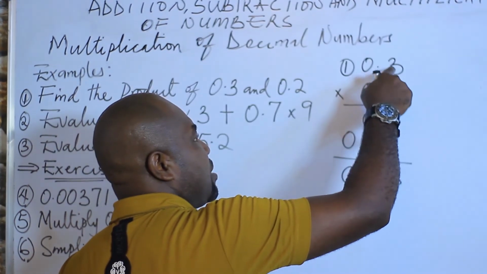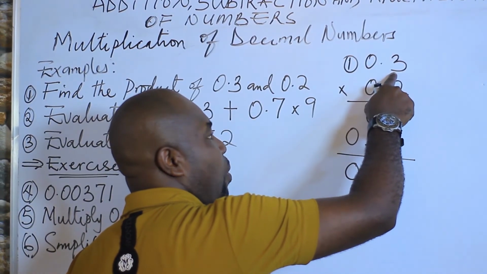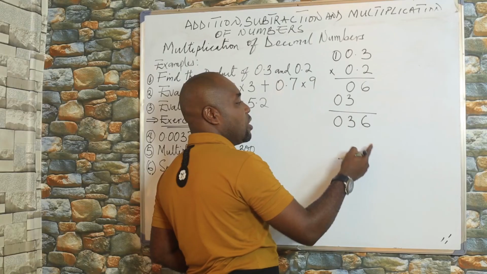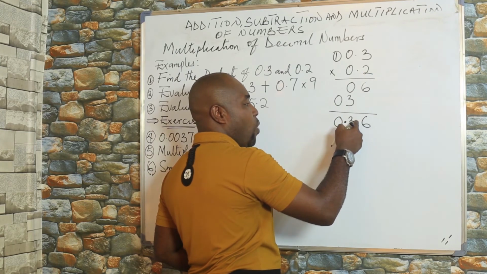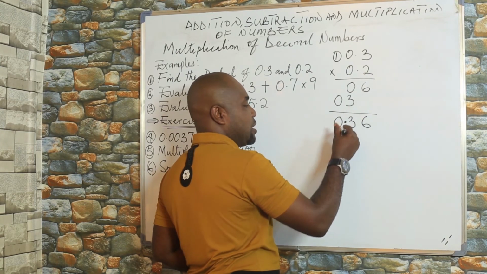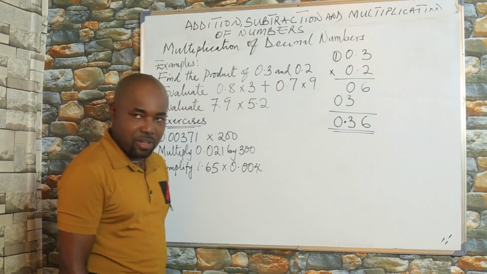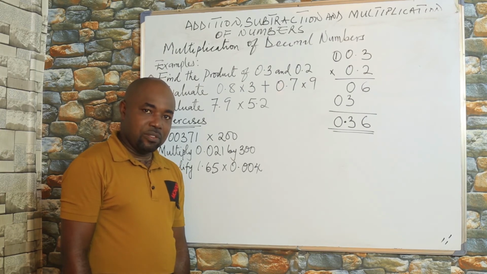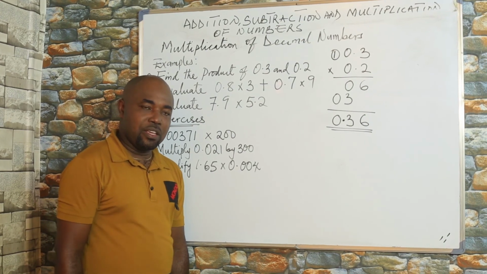How many decimal places do we have? We have 1 after the point here, and we have 1 after the point here. So we have 2 decimal places. We now count 1, 2, and put our point here. So this is 0.36, our final answer. Is it confusing? You can play it again and again so that you can understand what I'm saying here.